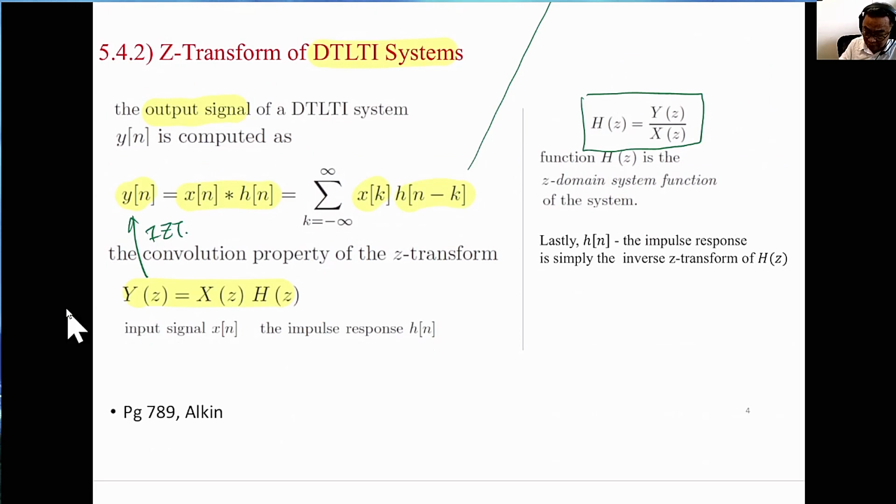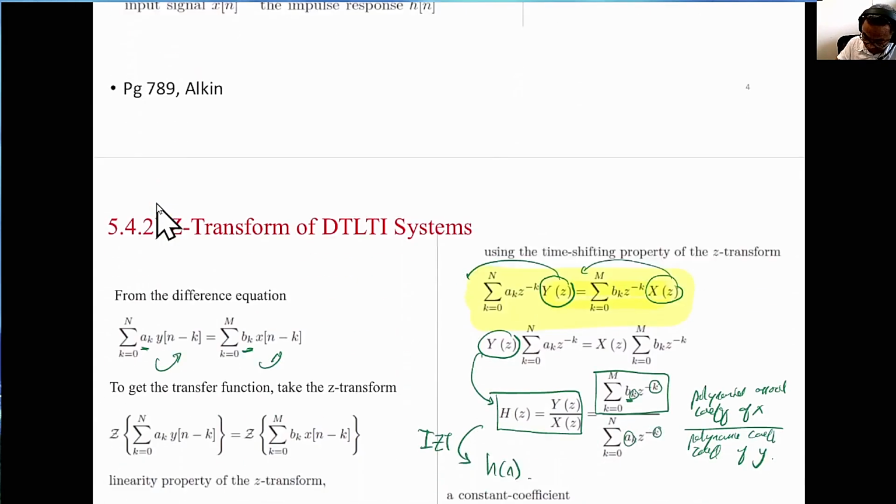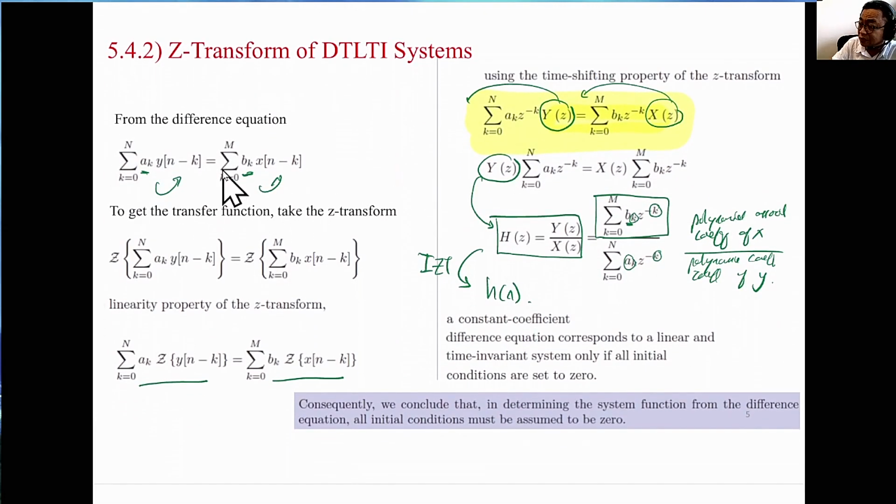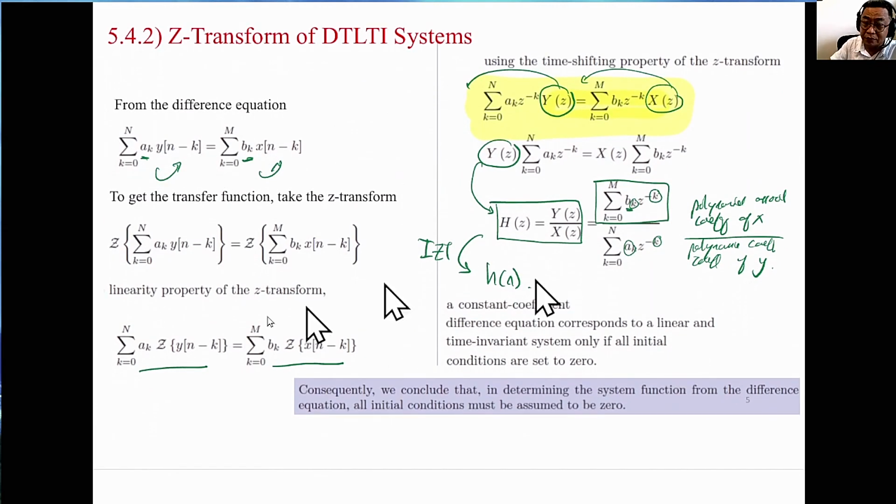So in these 2 pages, we have seen how to reconcile the convolution equation, x of n convolving with h of n to get y of n, as well as starting from the constant coefficient difference equation to get H of z. In the next page, we'll give you some examples.